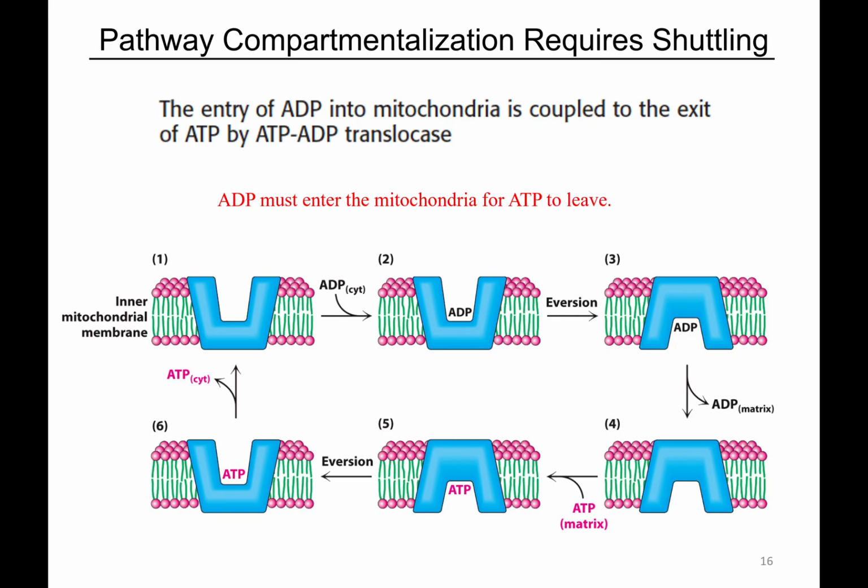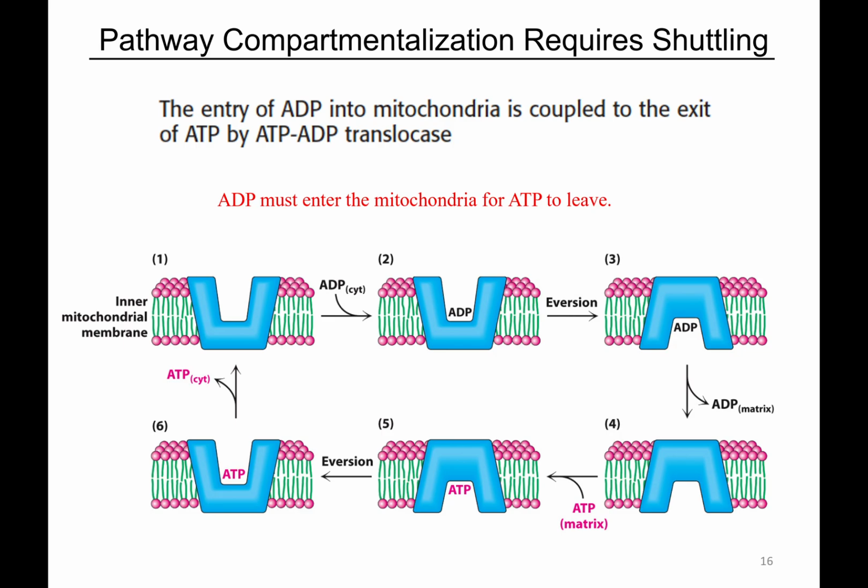So there's this protein called the ATP-ADP translocase. And the idea is, as it suggests, it moves ATP out as it moves ADP in. This is a really common strategy used by these translocases. The one thing I want to really stress is that this one and the other translocases we're going to talk about are all driven by the electrochemical gradient across the inner membrane.